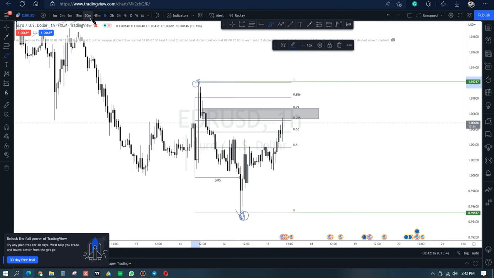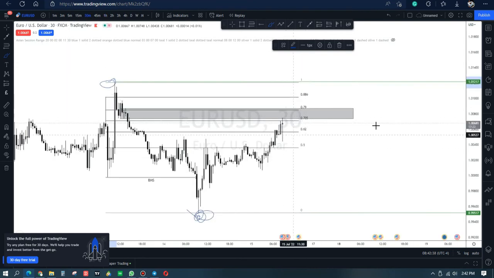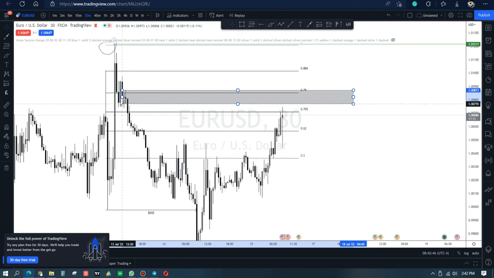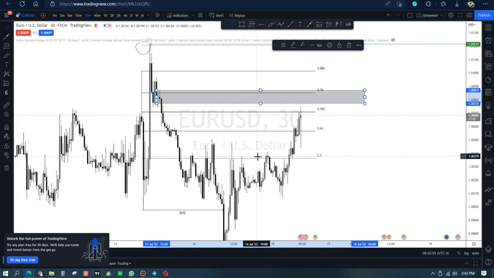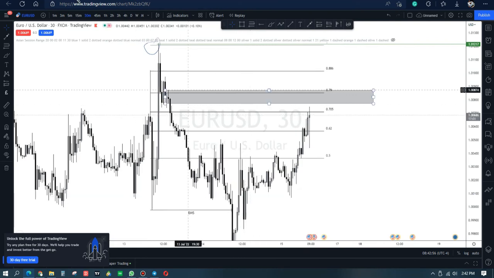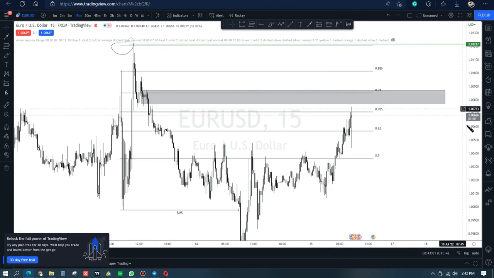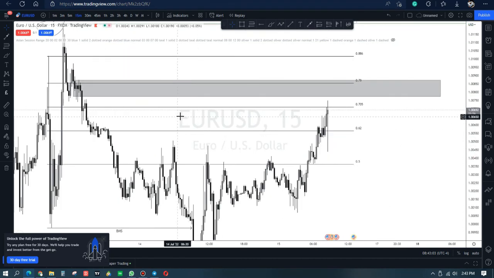Okay, so price just tapped on our supply. It's now time for us to be looking for confirmations. On a 30-minute time frame, we can refine our level, looking that there is some sort of imbalance that was left here. Looking at the time now, the New York session has just started, so we can be looking for confirmations to get involved in this market.